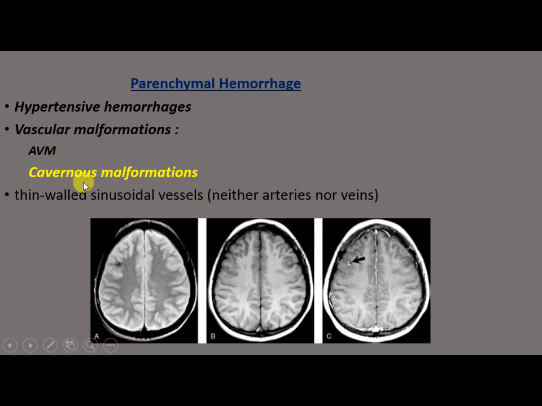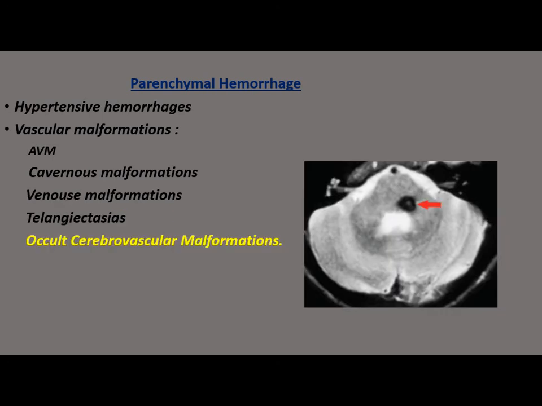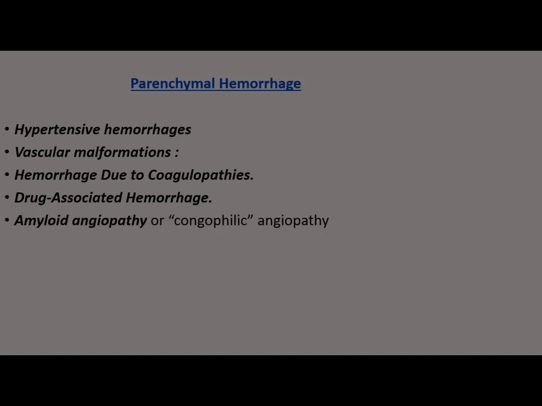Another vascular malformation is cavernous malformation. Just see the image. Cavernous malformation shows blood of different ages. When you see blood of different ages, this is cavernoma or cavernous malformation. Then venous malformation, or venous anomaly, or venous angioma, and telangiectasia, and occult cerebrovascular malformation. All of these are called occult cerebrovascular malformation. If you cannot differentiate between them, call it cerebrovascular malformation.